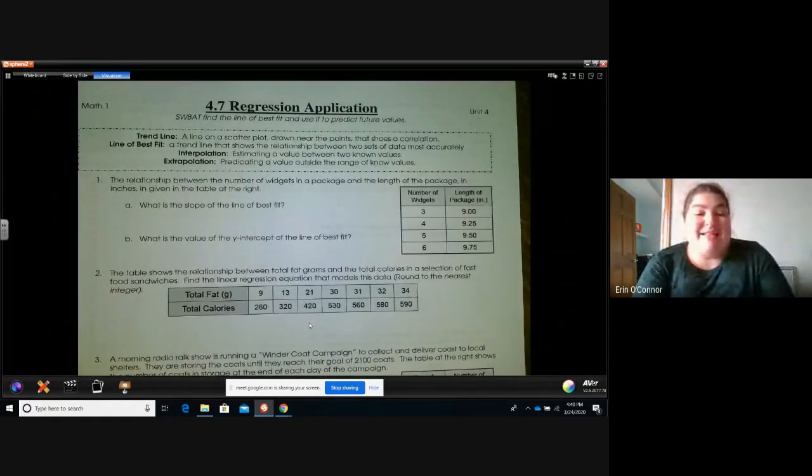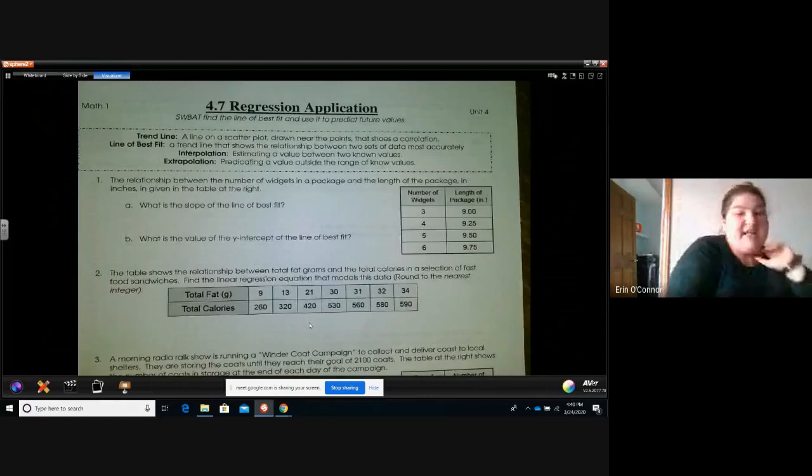Interpolation is the estimating of a value between two known values. So when I have a bunch of values and I'm going in between those values to determine one, that's interpolation. Extrapolation is predicting a value outside of the range of the known values. So if I have numbers for x from 2 to 6, but I want to know an x value of 20, that's outside of 2 to 6.